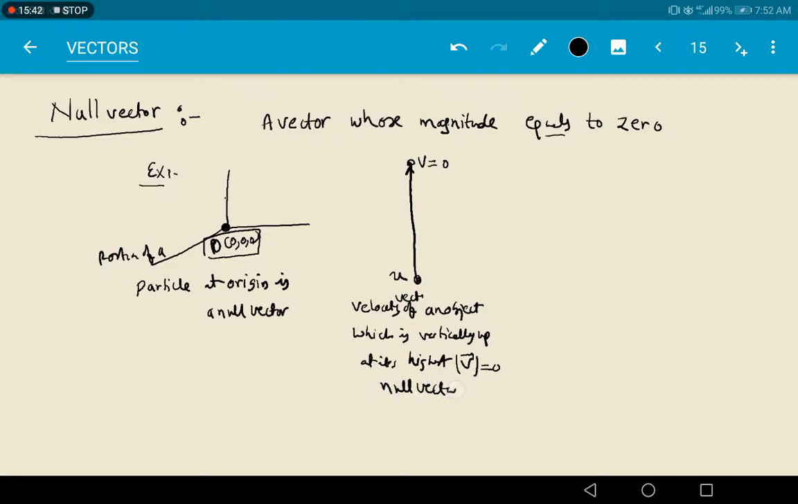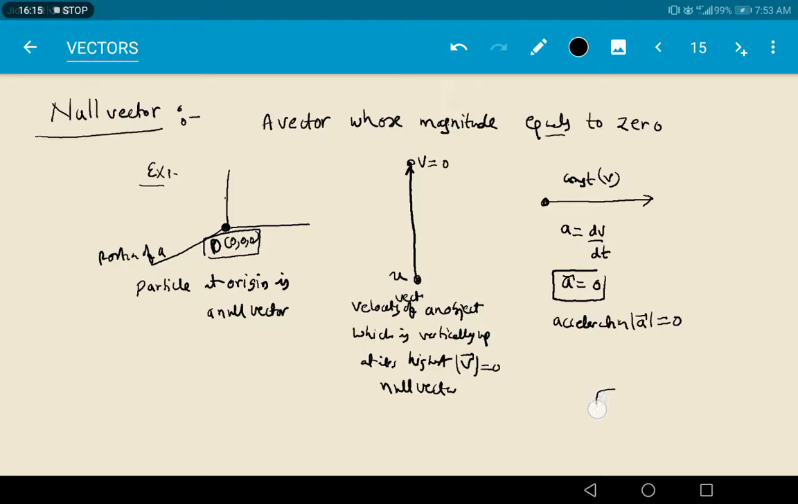It is a null vector. For suppose an object is moving with a constant velocity along a straight line. If it is moving with a constant velocity, how can we write its acceleration? dv by dt. The derivative of a constant velocity is 0. That means the acceleration vector is 0 in this case.